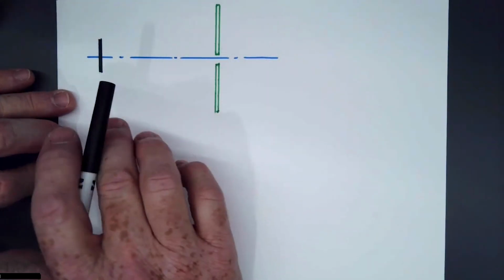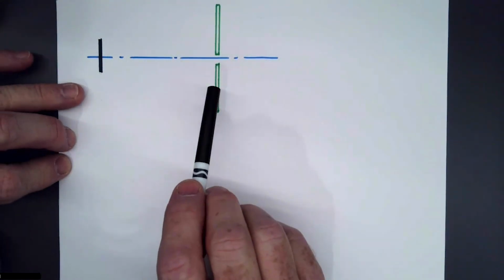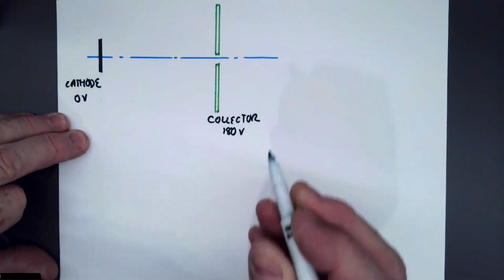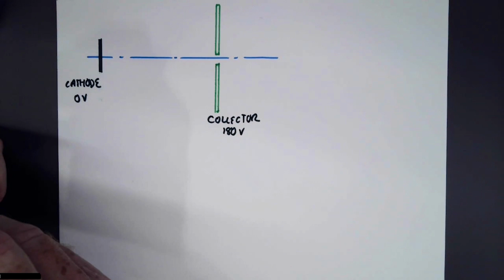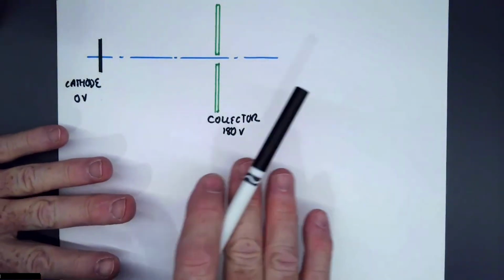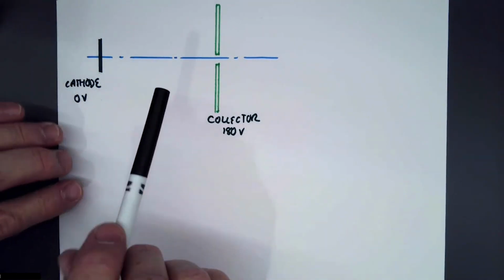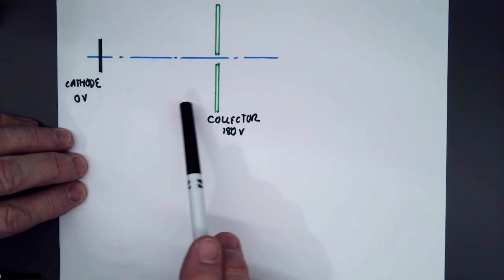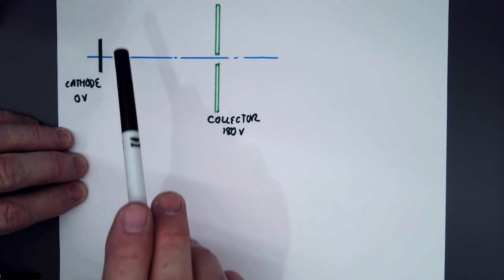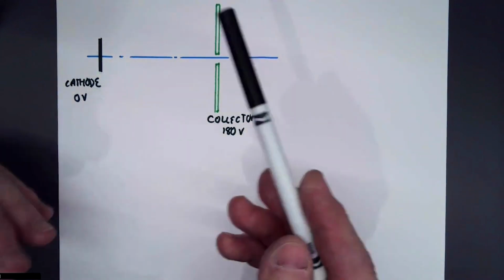So let's start with a simple arrangement. I have my cathode here, collector here, biased at 0 volts and 180 volts respectively. And what I want to do is develop the background for what I'm ultimately going to do, and that is I want to do a 2D simulation of the potentials in the space between these, once I add my selector bars.